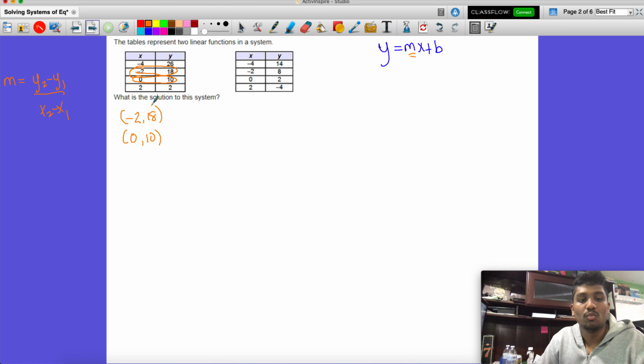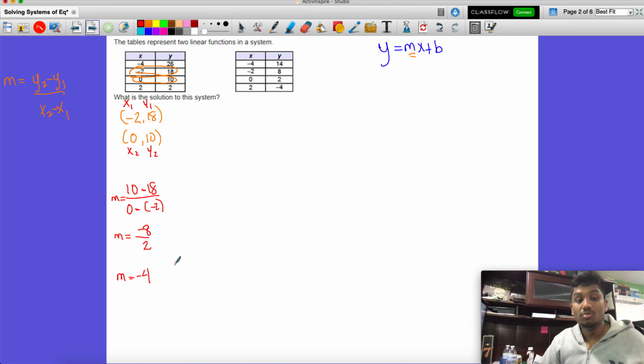So we have y2, these are our x's, y1, x2, y2. So if you put it in, 10 minus 18 over x2 minus that, so 0 minus -2. This then becomes -8 over +2, right? Negative, and you get that m. I should write this here. I'm all over the place. m is equal to -4.